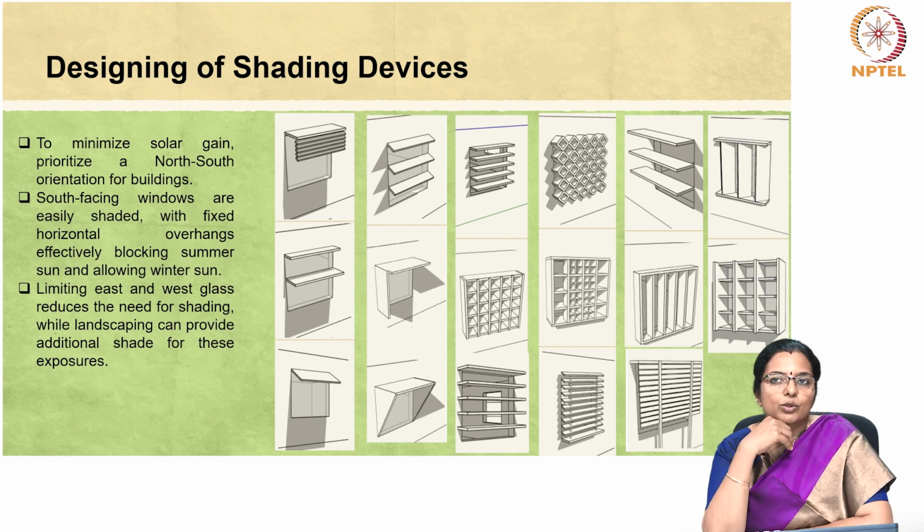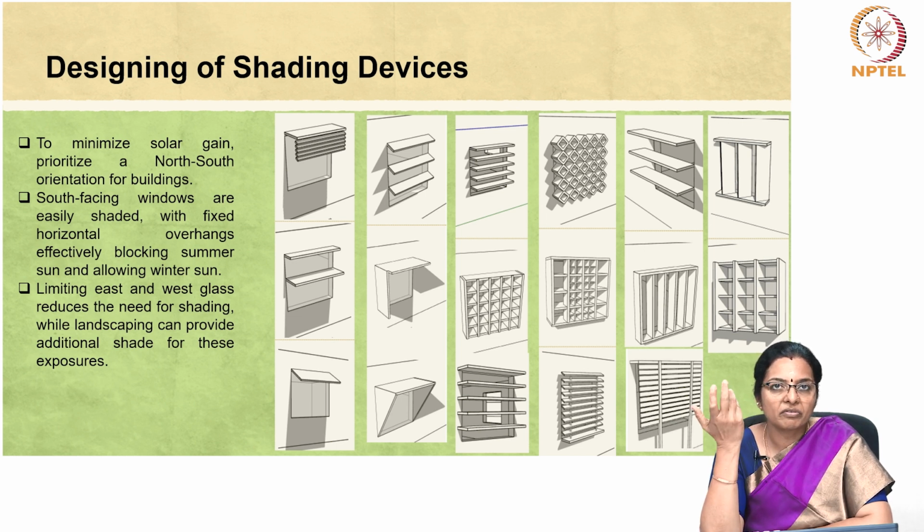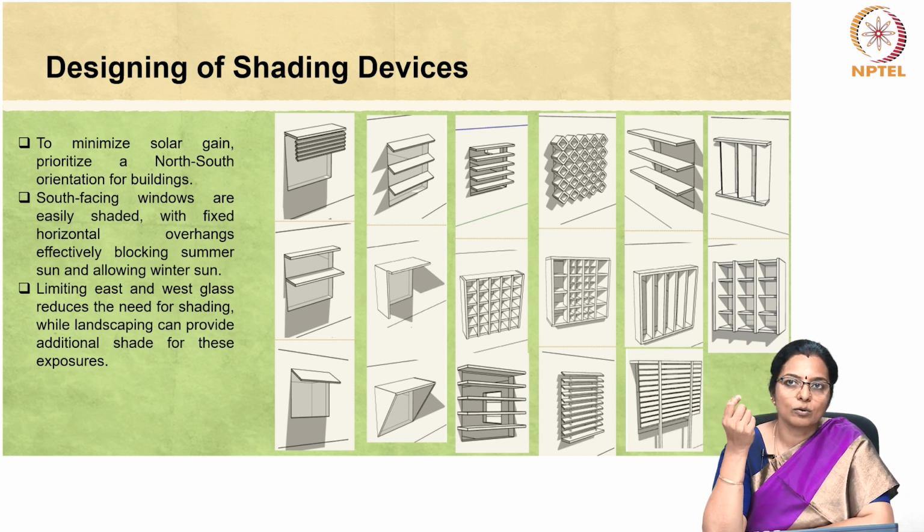So, to minimize solar gain, prioritize a north-south orientation for buildings, and maybe a south-facing window which is easily shaded with fixed horizontal overhangs or vertical fins depending upon the climate, effectively blocks summer sun and allows winter sun.